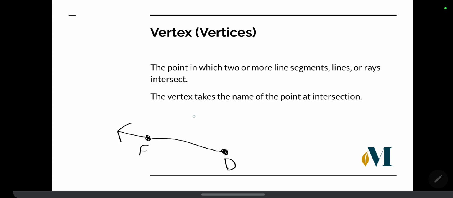And then I'm going to give a line segment that passes through my ray. So let's say this is line segment AB. All right, we have a point of intersection here. I'm going to put that in green. This point of intersection is the vertex. Okay, so we're going to label this vertex by the point of intersection. Let's call it C. So my vertex for the ray DF and line segment AB will be at point C.